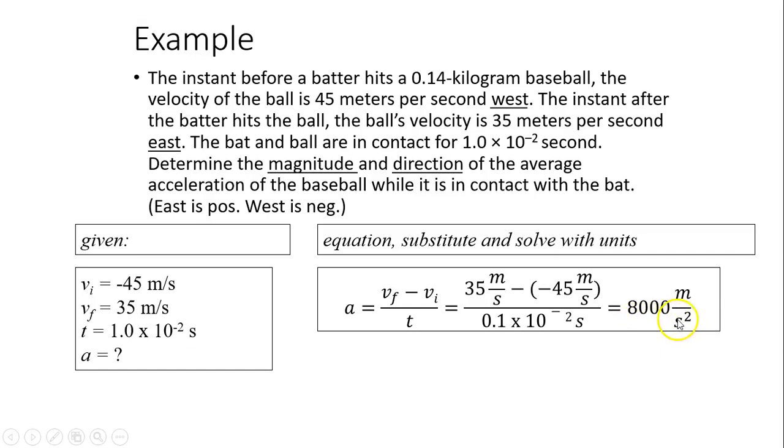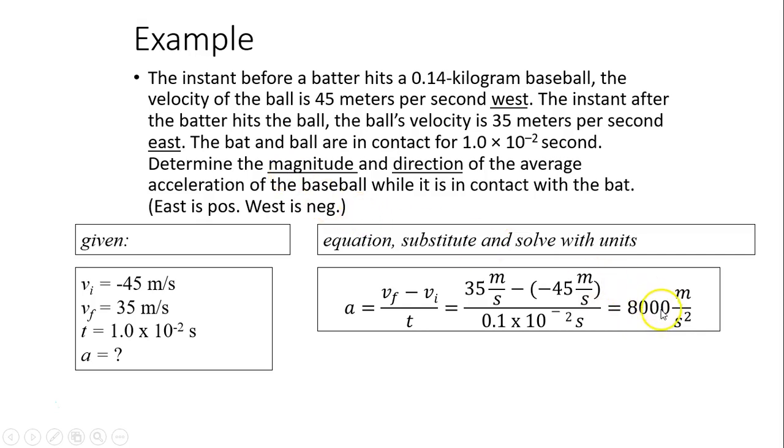Some of you, when you see this 8,000 right away, think something is wrong, that you did something wrong because it can't be this big. Yes, it can, because it's changing directions. Whenever an object changes directions, its acceleration is very, very big.